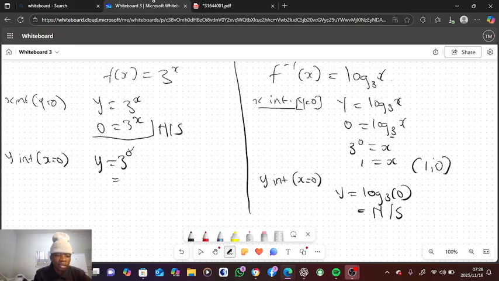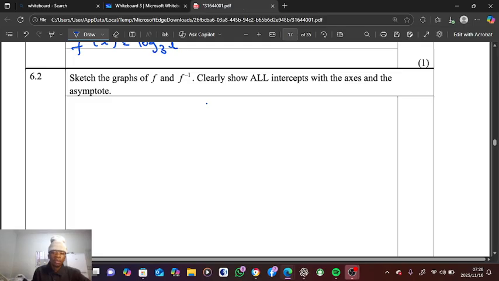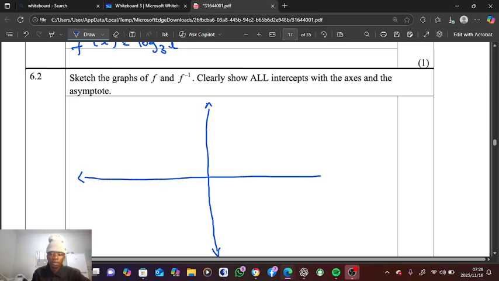Since our x is here, we're going to have y. So we notice that this is 0 and 1. So we go back to our question paper to draw our graph of f and its inverse.